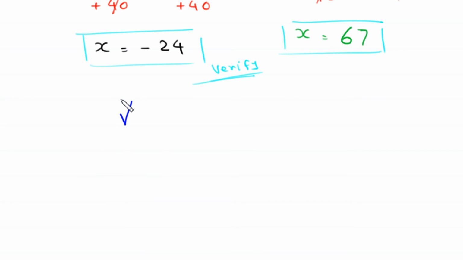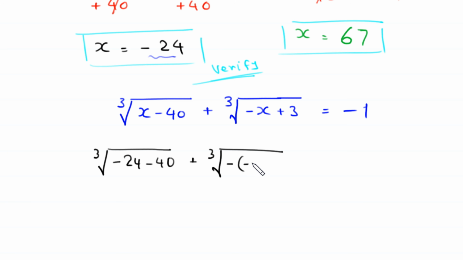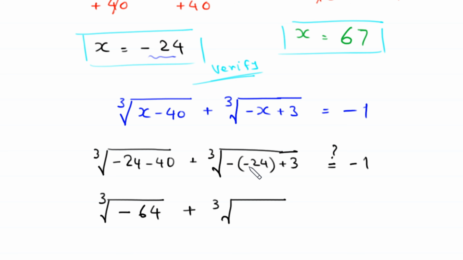The original equation is cube root of x minus 40 plus cube root of negative x plus 3 is equal to negative 1. So when x is equal to negative 24, then this equation will become cube root of negative 24 minus 40 plus cube root of negative times negative 24 plus 3 is equal to negative 1. Next, cube root of this negative 24 minus 40 will become negative 64, plus cube root of this negative times negative will become positive 24, and 24 plus 3 will become 27.